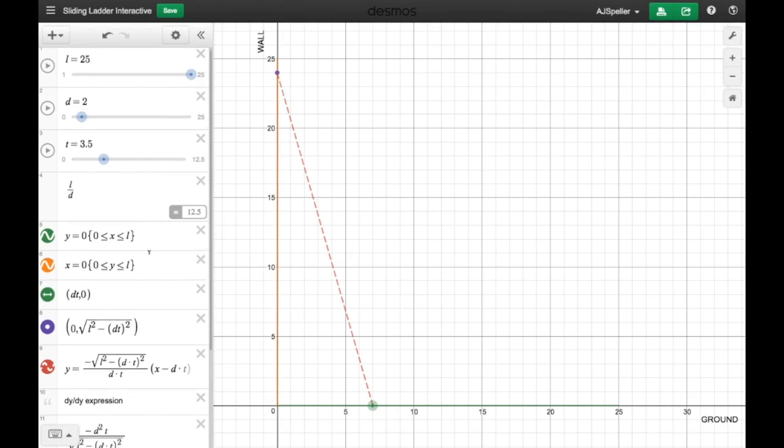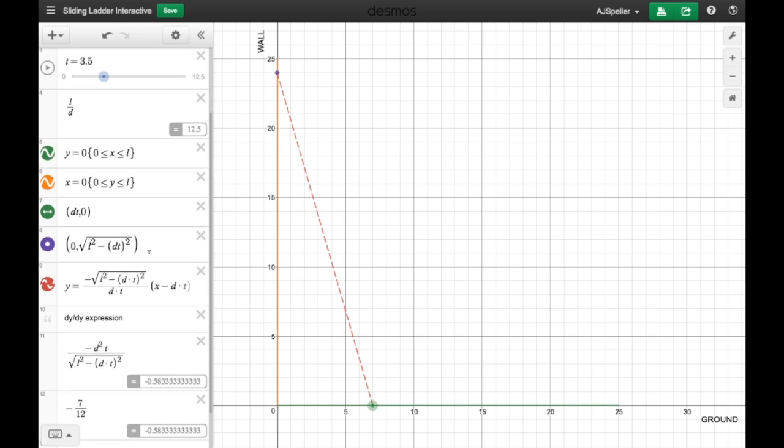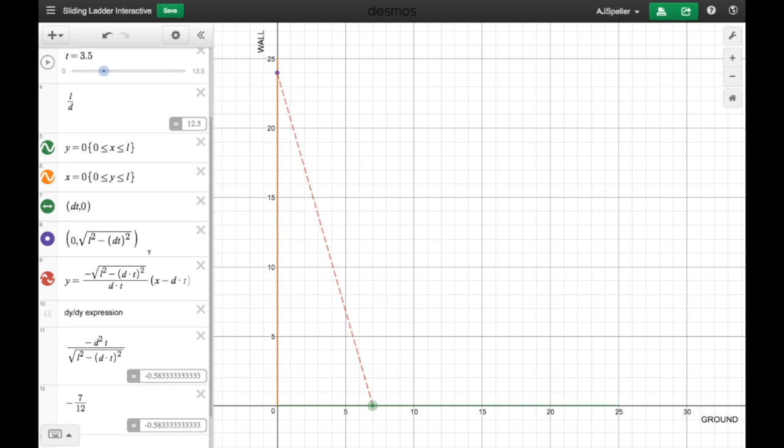All right, let's scroll down so that we can see what our expression for the derivative looks like. We see this came out to be negative 0.5833. You see I already placed in the negative 7/12, and we see its decimal equivalent does match that exactly.